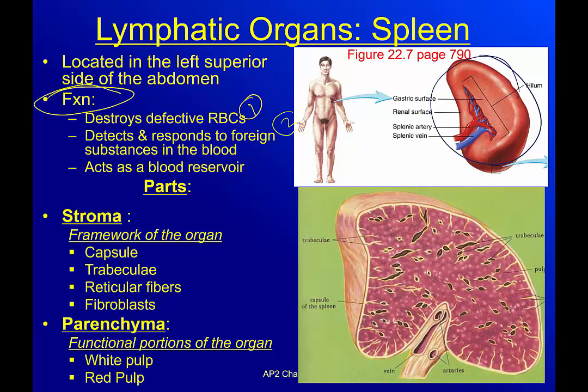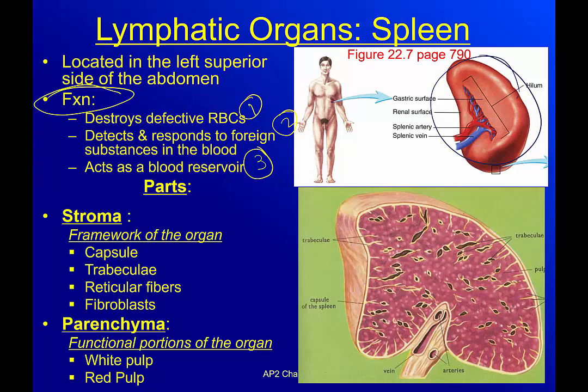2, it'll detect and respond to foreign substances in the blood. Your blood goes through your spleen and it gets filtered. If there's something foreign there, your spleen will respond to it. 3, it acts like a blood reservoir. It's actually a holding tank for blood.